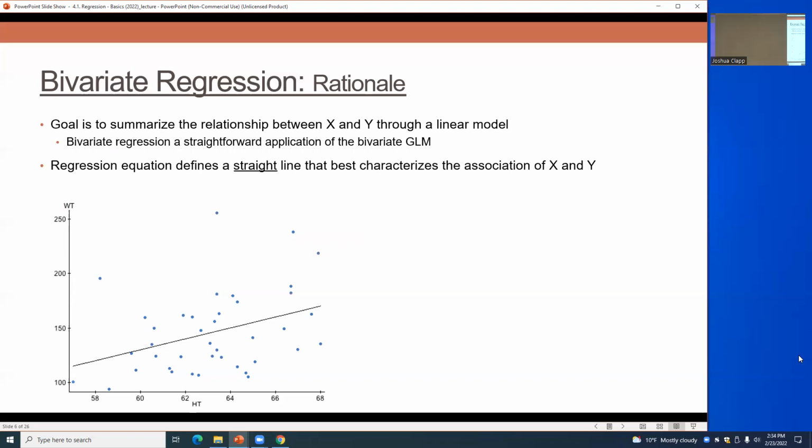And so again, what we're trying to do with our bivariate regression, which is the simplest case of our general linear model, is summarize the association of X and Y with a straight line. This is just a straightforward application of our generalized linear model. Our regression equation is going to define a straight line that best characterizes the association in our data between a set of points.